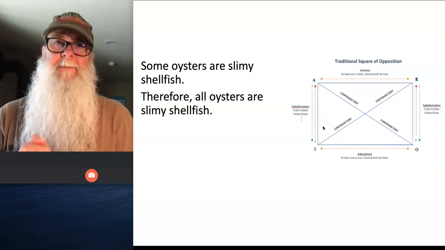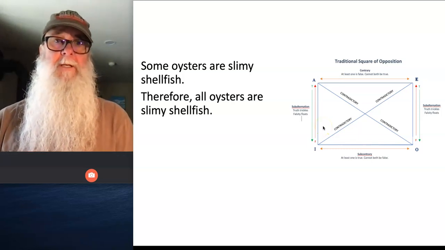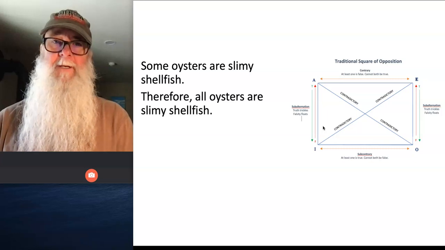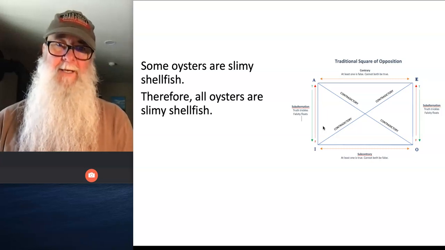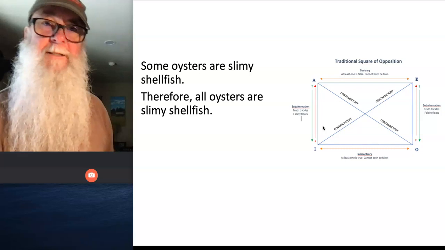All right, let's take a look at this argument. Some oysters are slimy shellfish. Therefore, all oysters are slimy shellfish. Try and say that 10 times fast.